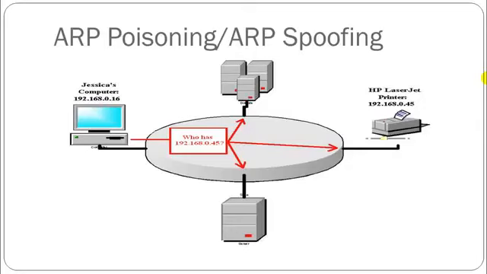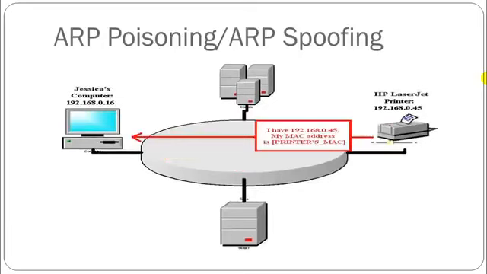And all the devices on the network ignore this ARP request except for the HP LaserJet printer. The printer recognizes its own IP in the request and sends an ARP reply: Hey, this is my IP address and here is my MAC address, as you can see in this diagram. Now Jessica's computer knows the printer's MAC address. It sends the print job to the device, and it also associates the printer's MAC address with the printer's IP address of 192.168.0.45 in its ARP table.